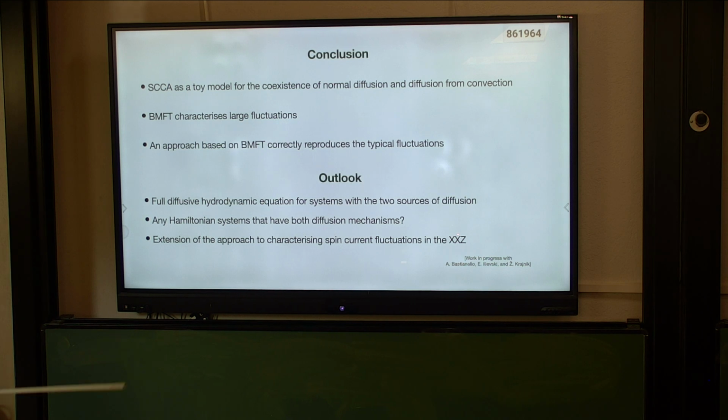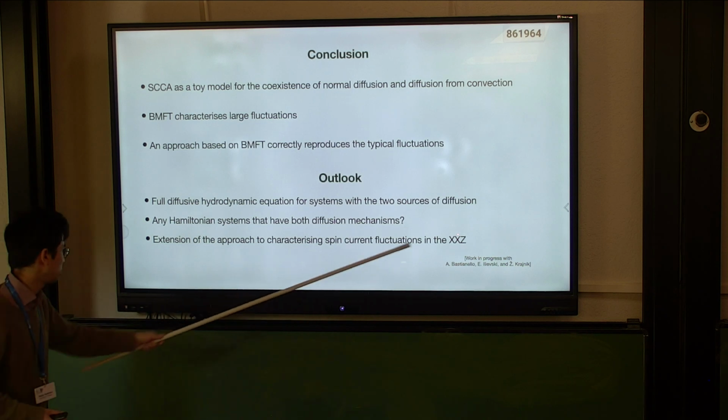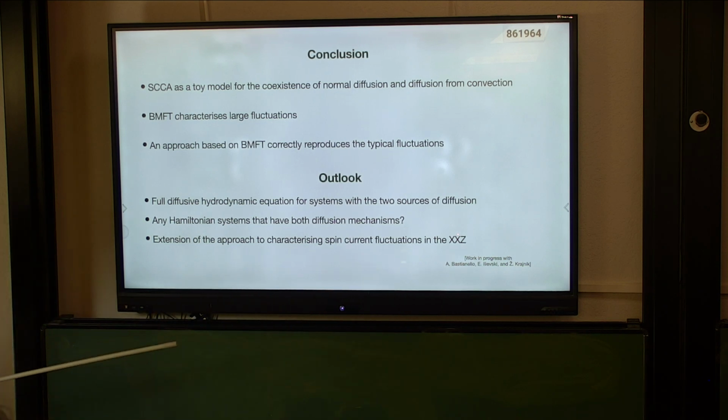And it would be interesting to find, for example, Hamiltonian systems that have both diffusion mechanisms, and to work with these people to really apply this method to characterize spin current fluctuations in the full-fledged XXZ. Anyway, so thank you for your attention.